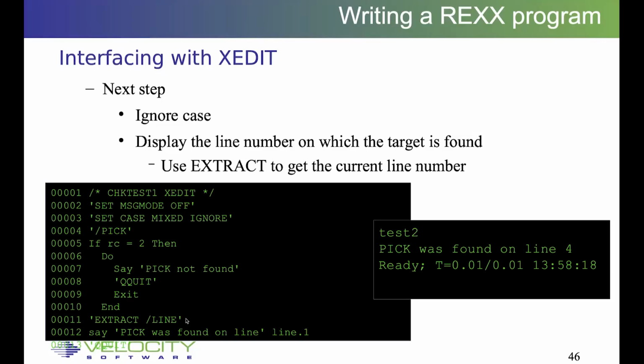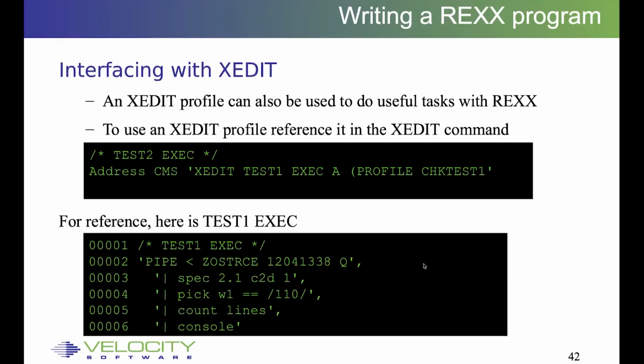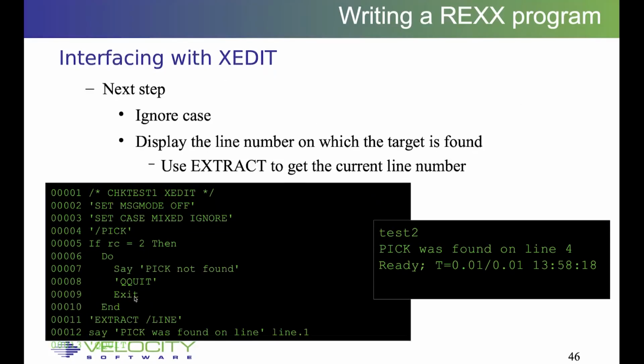This extract line is going to give us that value, and it returns the value in a stem. The first element of the stem is the actual line number, so we can display that as part of the message. If we run our exec again, it says pick was found on line 4. And if we go back to our reference example, there's pick and it's on line 4. This is just tapping slightly into the power of things you can do with Xedit and Xedit macros.